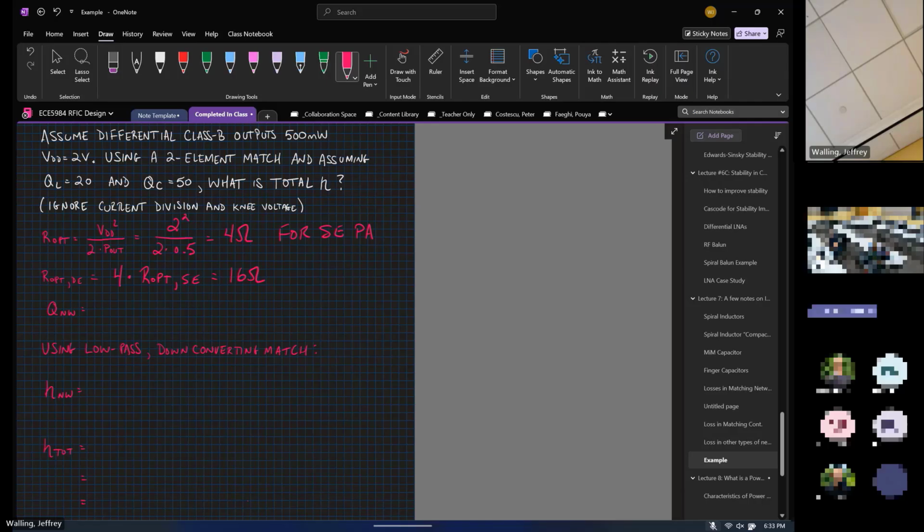Is it just 50 ohms? Mm-hmm. We'll assume that the antenna is 50 ohms. Anywhere I don't tell you what we're driving, it'll be 50 ohms.